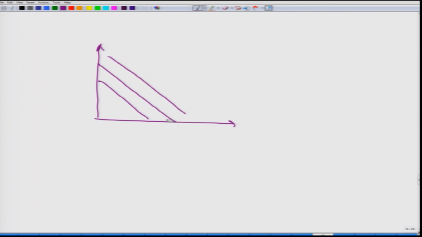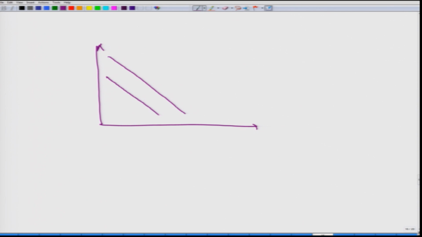My isoquants will be kind of straight lines and parallel to each other. Each of these isoquants will give you a particular level of output. Now, what does it say? Again, I can keep labor and capital over here.